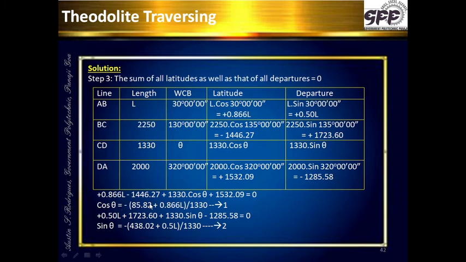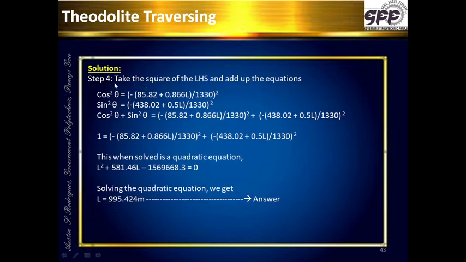So we have got two equations, one equation in terms of cos theta, second equation in terms of sine theta. This is a very important relationship which we have got. First equation in terms of cos theta, second equation in terms of sine theta. Having got equation number 1 and equation number 2, we go to the next step. In the next step, take the square of the left hand side and add up the equations.